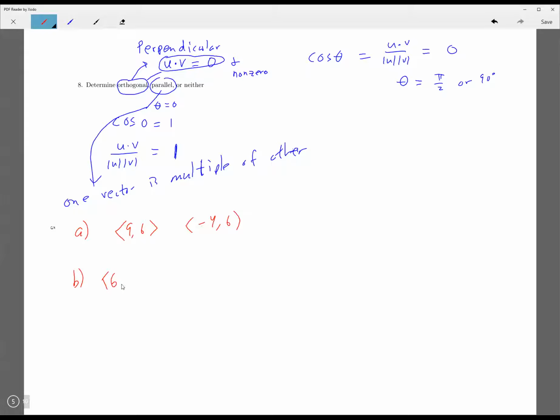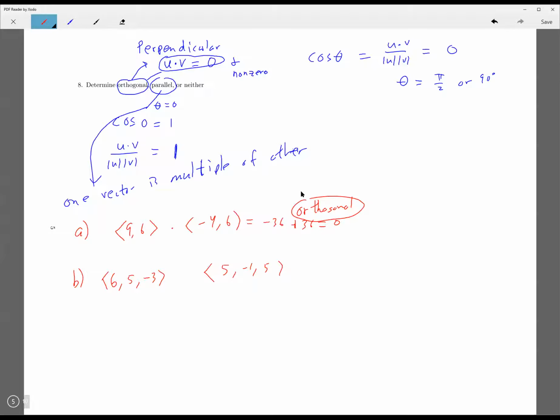You say orthogonal? Did you say orthogonal? Yeah, those are orthogonal, because when you take the dot product, it's going to be negative 36. That's 9 times negative 4, and then 6 times 6 is 36. So that's going to be 0, so that's going to be orthogonal.